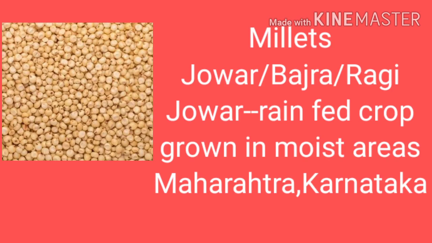Next we are going to see about millets. Millets are small seeds used as cereals. They are also called coarse grains. They are rich in nutritional value. The major millets are jowar, bajra and ragi. Jowar is a rain-fed crop and it is grown in moist areas. The major jowar producing states are Maharashtra, Karnataka, Andhra Pradesh.